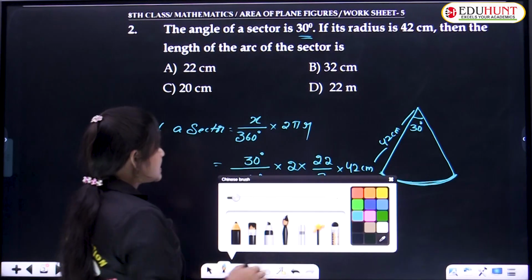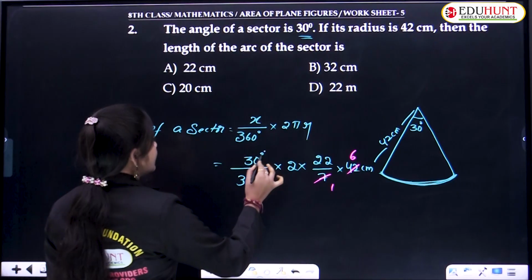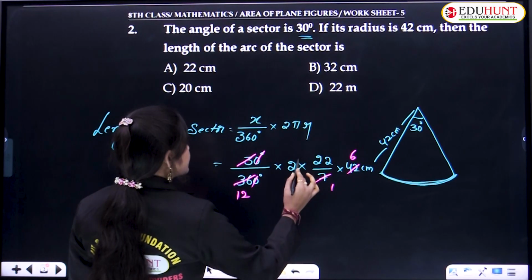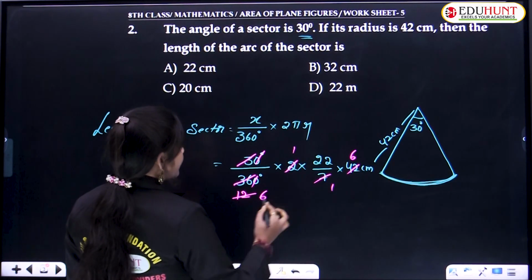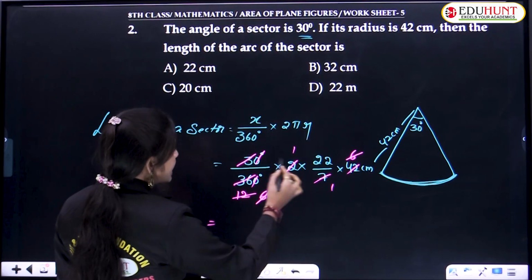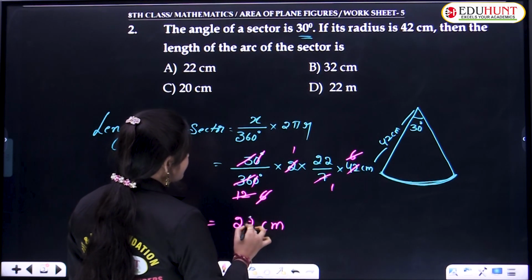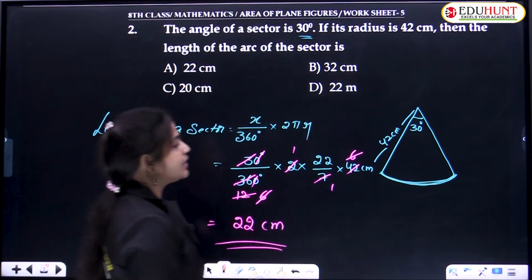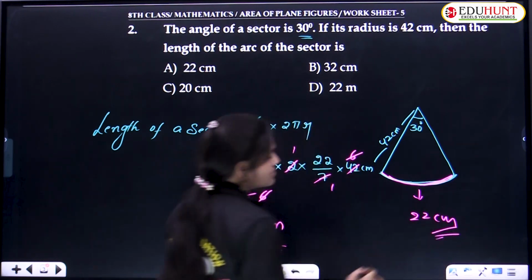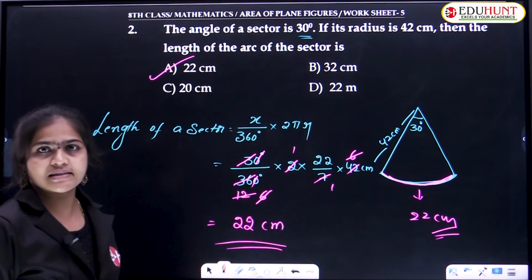Now cancellation, see here. 7 ones are 7, 7 sixes are 42. Next 0 and 0 get cancelled, 3 twelves are 36. Next 2 ones are 2, 2 sixes are 12. Again 6 and 6 get cancelled. All the values are cancelled, only 22 is there, 22 centimeters. So the length of this arc is 22 centimeters. Which option is correct? Option A, 22 centimeters. Clear?